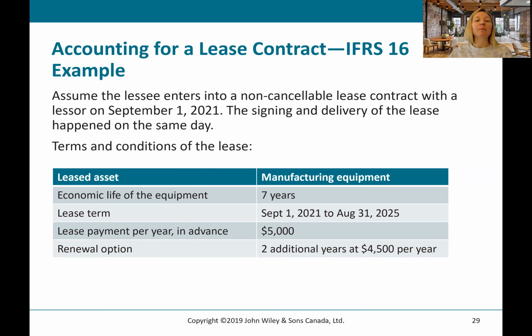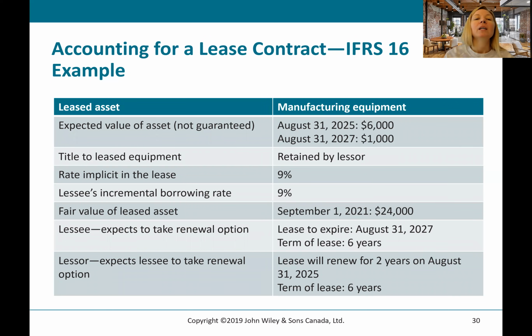The lease payment per year in advance, so we know we've got an annuity due basis, is $5,000. And the renewal option is 2 additional years at $4,500 per year. We've got an expected value of the asset, but that's not guaranteed. Title to the leased equipment is retained by the lessor, which is normally the case in all leases. The rate implicit in the lease is 9%. The lessee's incremental borrowing rate is 9%. So it's convenient that those are both the same.